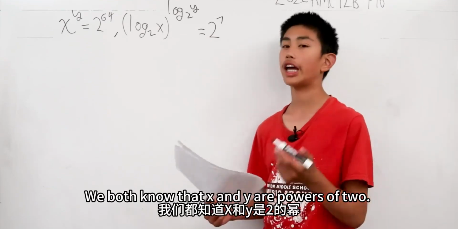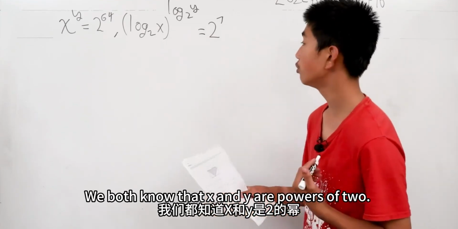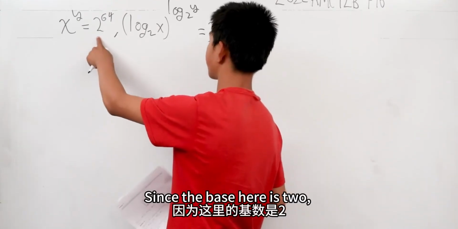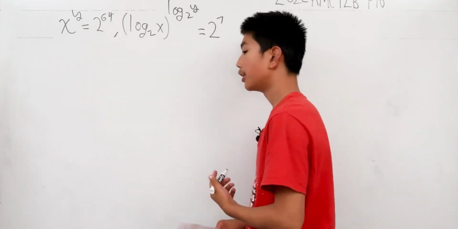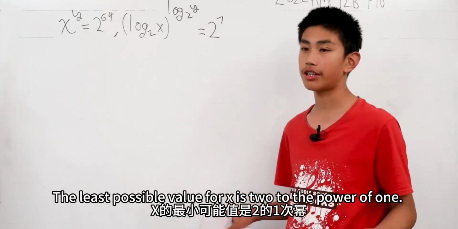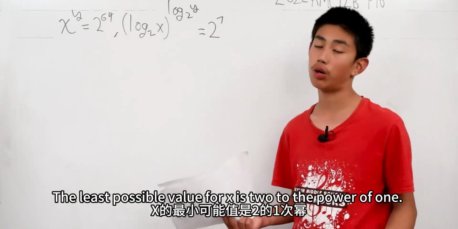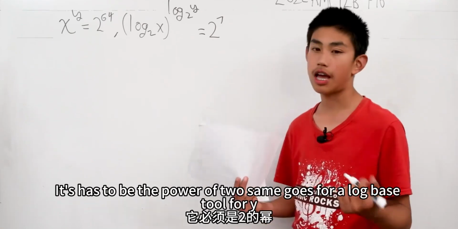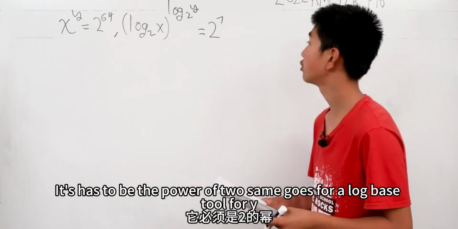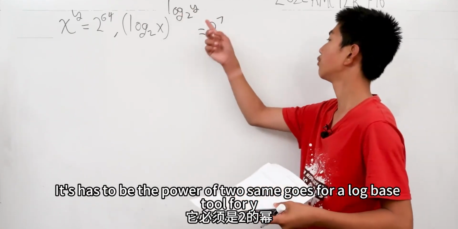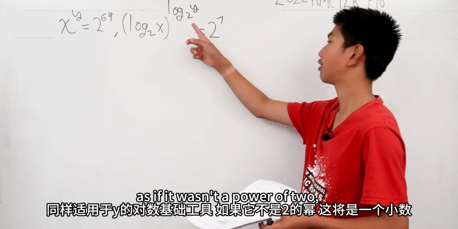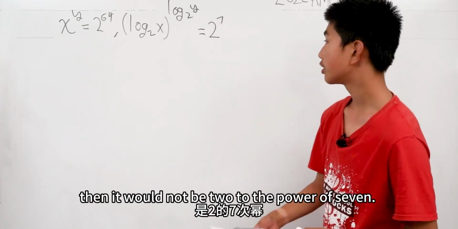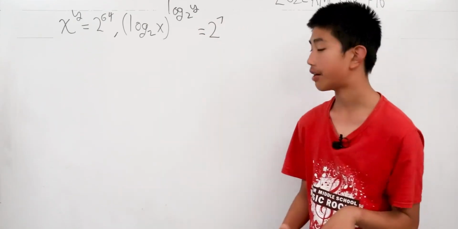So we know that x and y are powers of 2, since the base here is 2, so x also has a base of 2. The least possible value for x is 2 to the power of 1, so it has to be a power of 2. Same goes for log base 2 of y, as if it wasn't a power of 2, this would be a decimal, and then it would not be 2 to the power of 7.